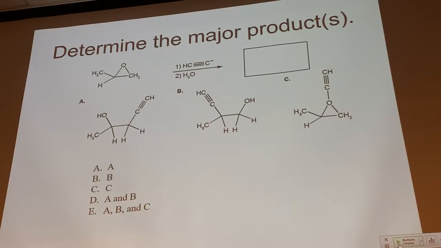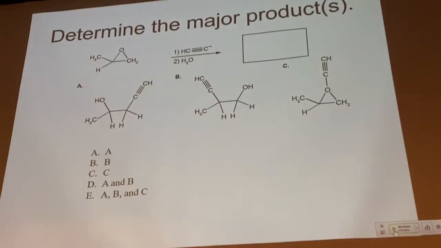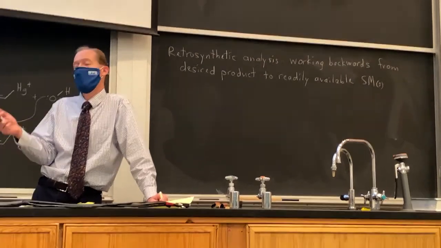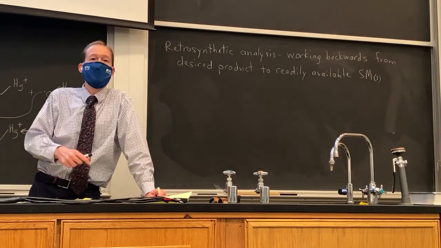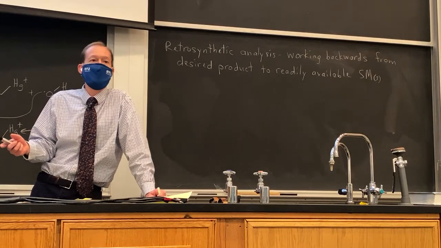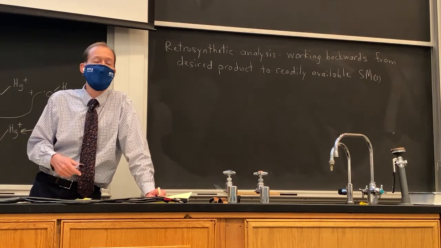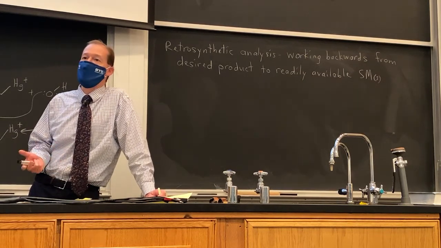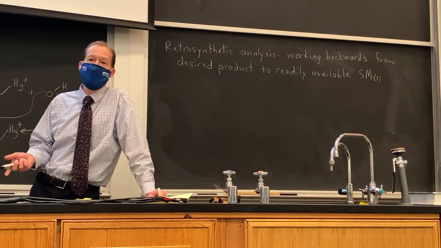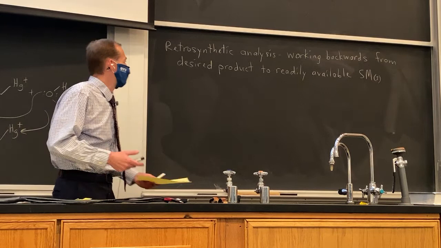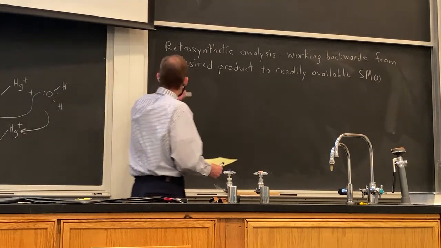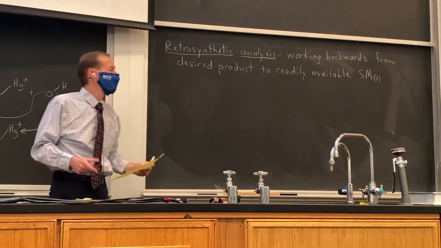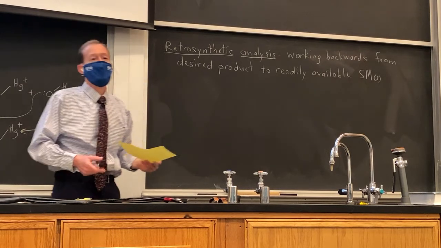All right, so let's talk now about the process of designing a multi-step synthesis. If we're asked to make a complex molecule from simple starting materials, but we can't do it in one step, we have to design a multi-step process to get from the starting materials to the products. There's a variety of ways to solve such problems, but in most cases, the easiest way is something known as retrosynthetic analysis. That's the process of working backwards from the desired product to readily available starting materials.